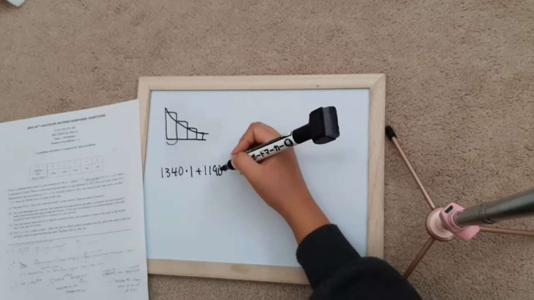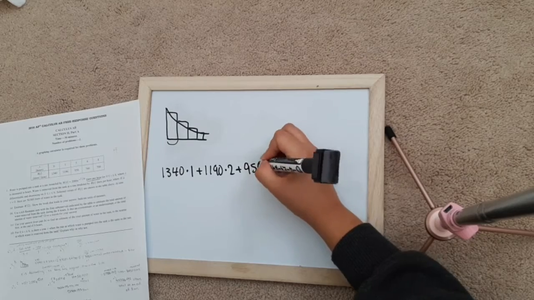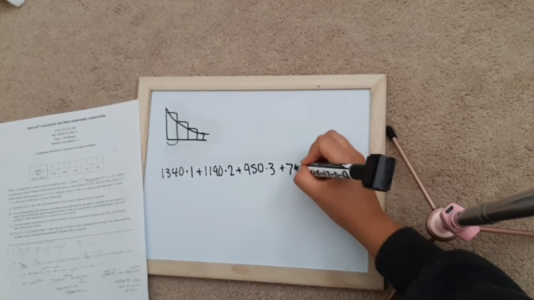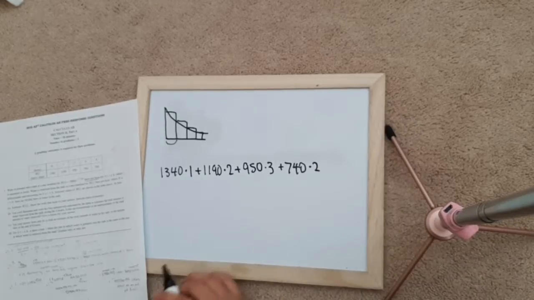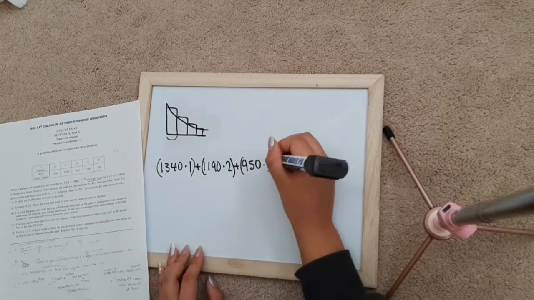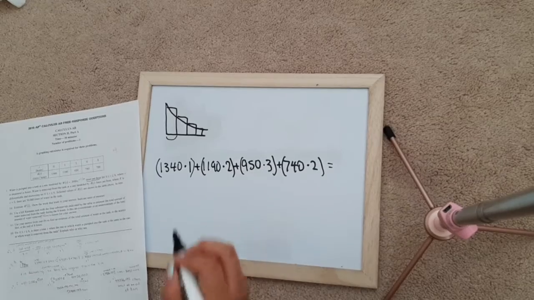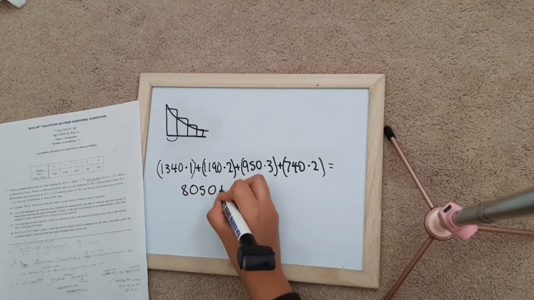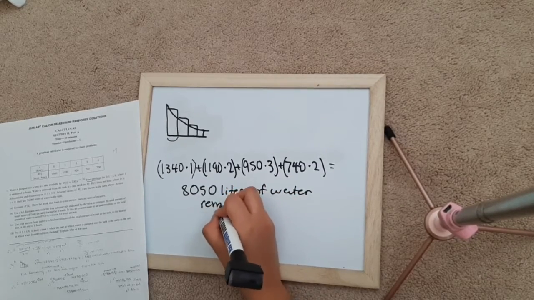1,190 times the width, which is 3 minus 1, which is 2, so times 2, plus the next point, which is 950 times the width, which is 6 minus 3, which is 3, plus 740, which is the next point, times the width of 8 minus 6, so times 2. And then you add these all up. When you add all of these up, they equal 8,050 liters of water removed in 8 hours.